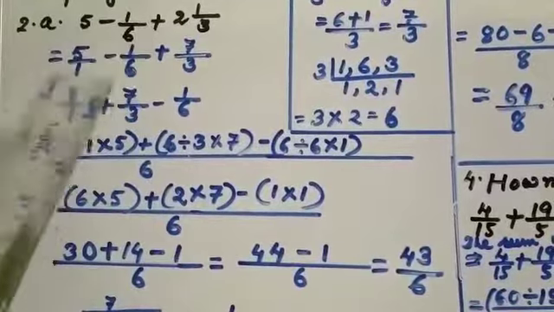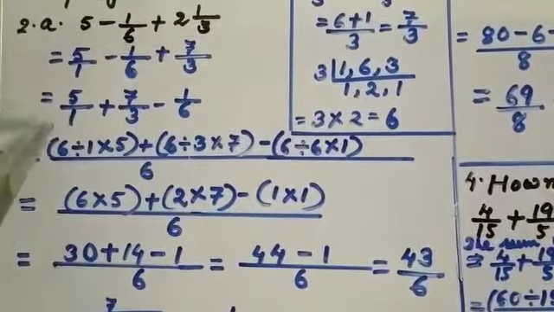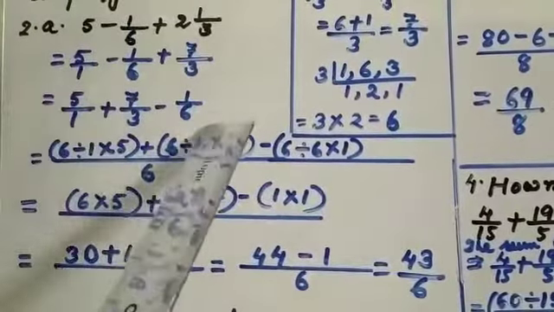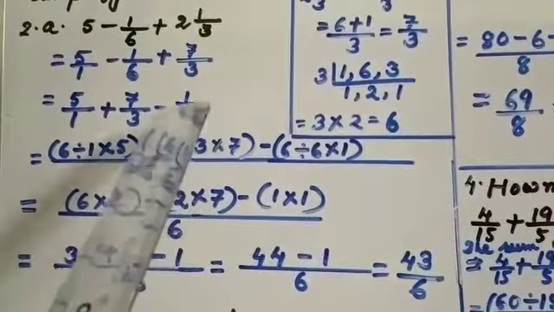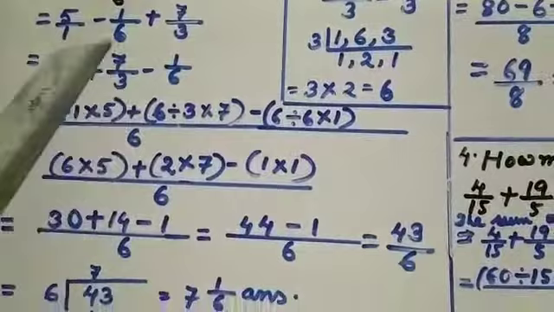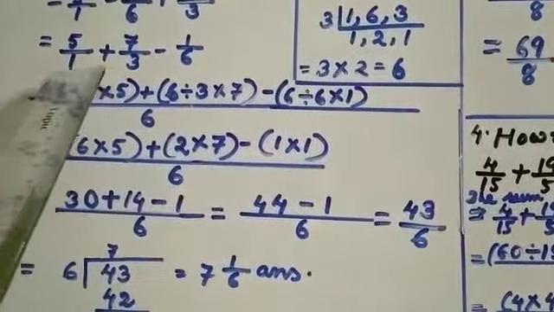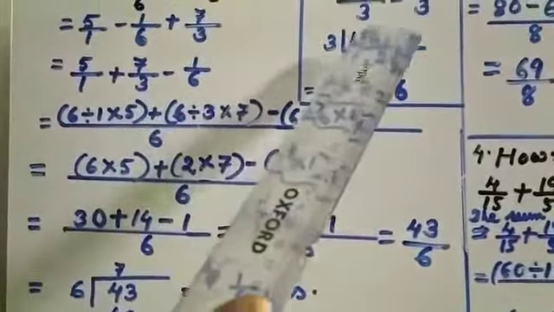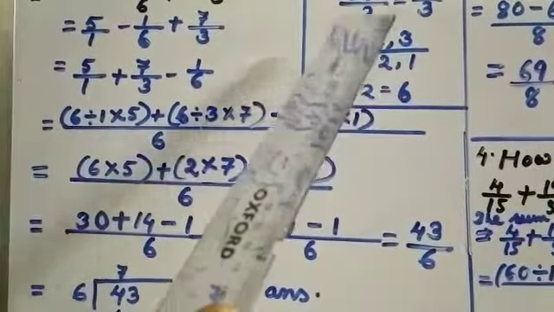So for that you have to arrange the numbers first. So 5 by 1 plus 7 by 3 minus 1 by 6. You have to arrange in this way. Now after arranging these numbers, what you need to do? You have to do the LCM of the denominators. So 1, 3, 6. Here you see I have taken 3 as factor.